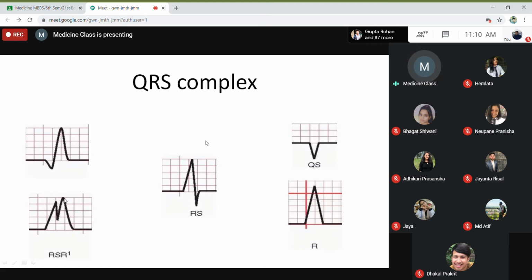And now there is an R, S, and a second positive deflection, which we call R dash. And sometimes it may be just R only. So there are many varieties of QRS complexes. If you have a second positive wave, you call that R dash, or a second negative deflection, it may be S dash, and so on and so forth. If it is tall, we put it in a capital letter. If it is small, like a small r, then we put it as a small r.